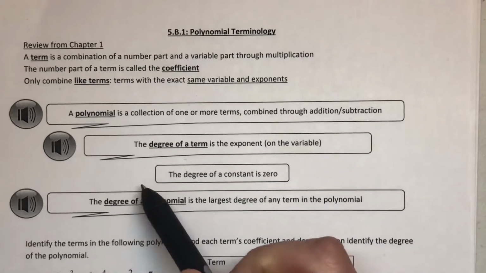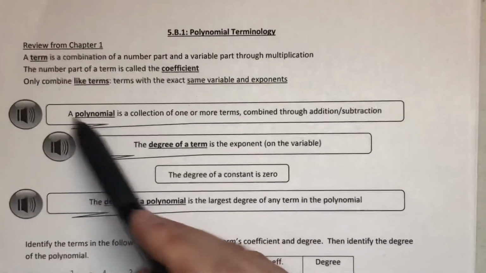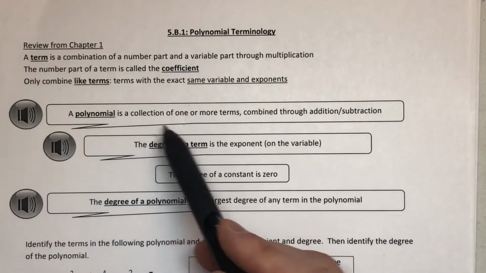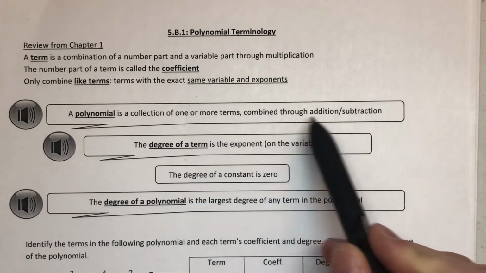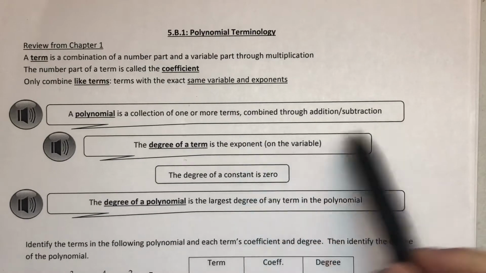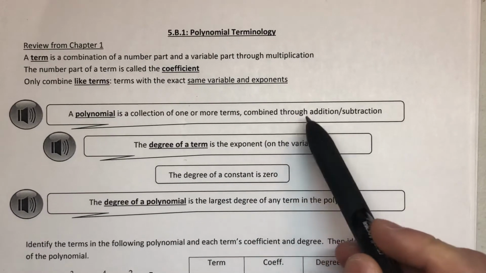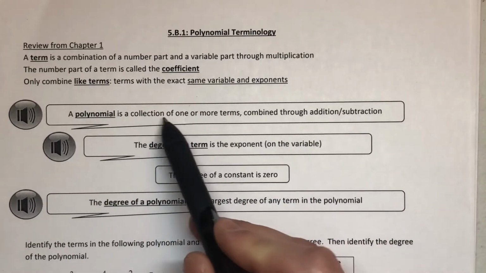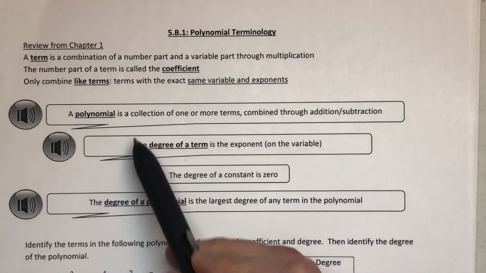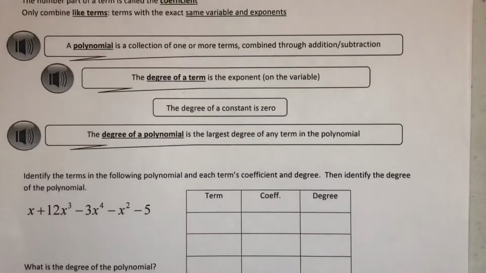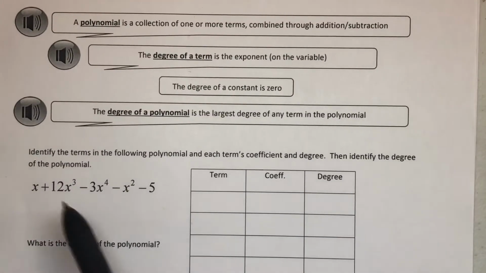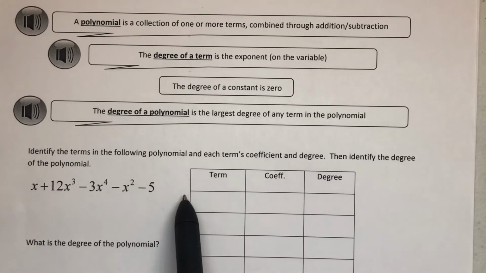So, a couple definitions that are new to us. This word polynomial says that it's a collection of one or more terms combined through addition and subtraction. This is kind of an oversimplification of this definition, but for our purposes, this is going to do. So combining one or more terms. I'm going to jump down to the example just to point out an example of a polynomial. This would be an example, a collection of terms.